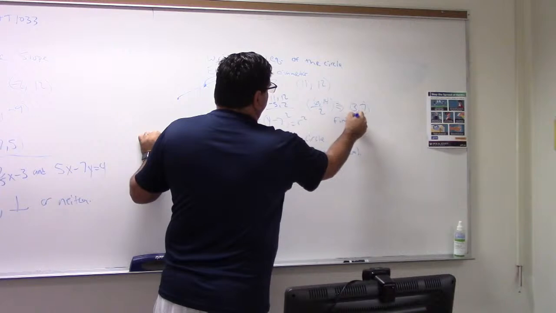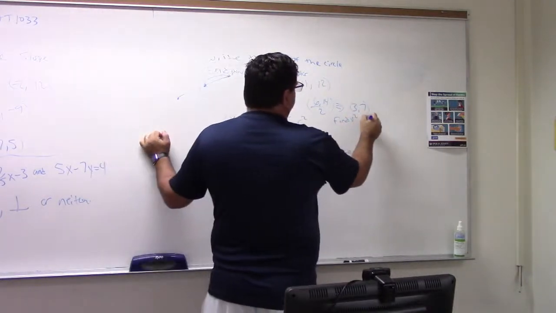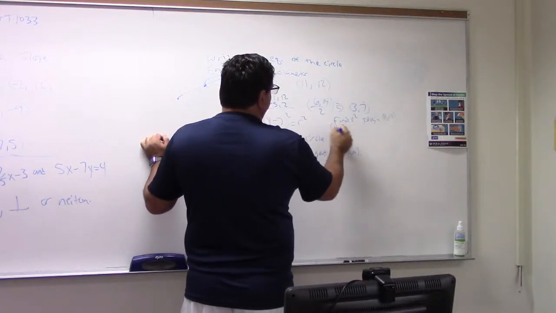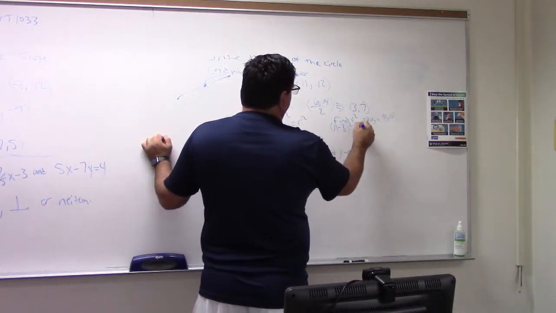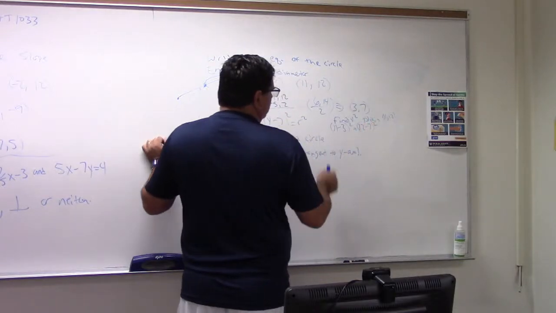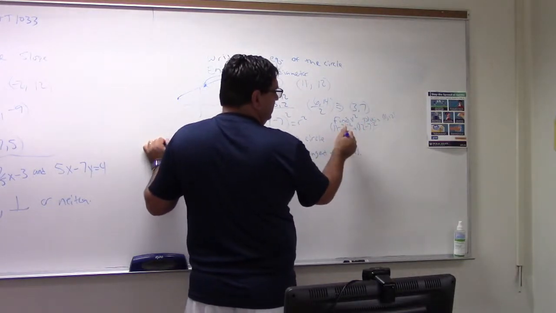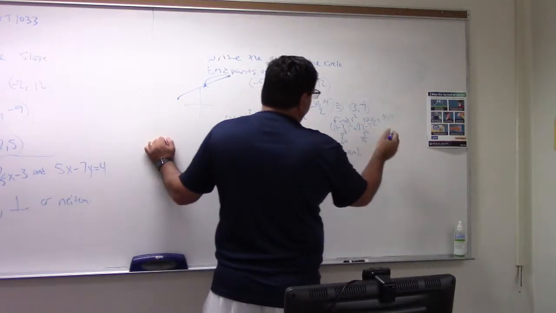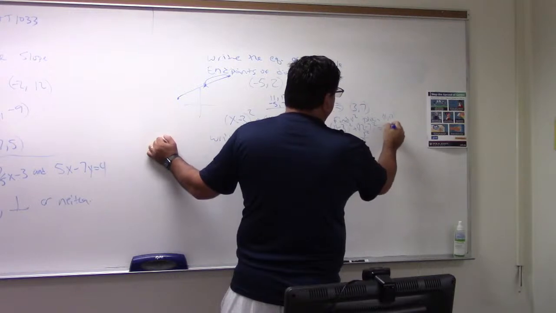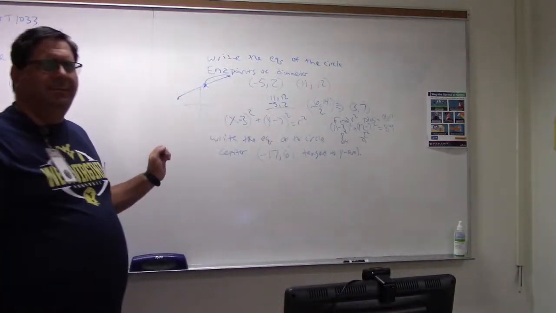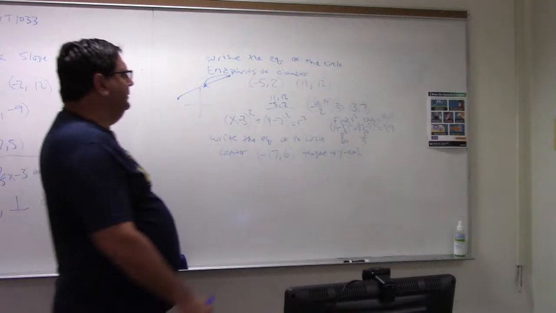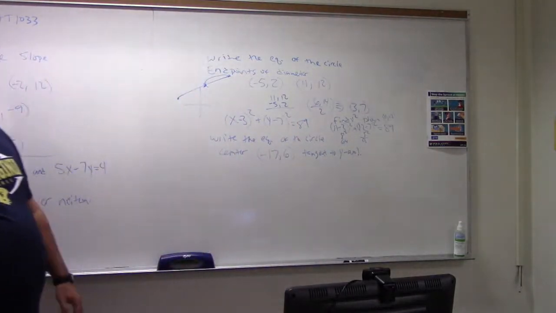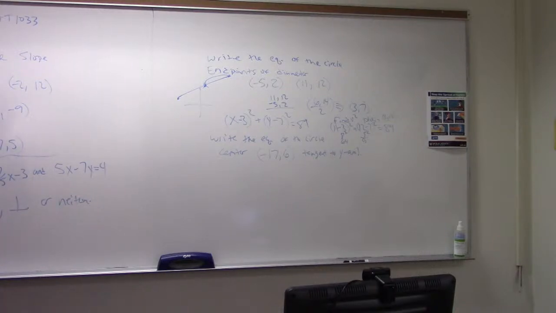how do I find r squared? Plug in 11, 12. 11 minus 3 squared plus 12 minus 7 squared. 11 minus 3 is 8 squared, 5 squared. This is 64, this is 25. I'm not a genius, but I think it's 89. You agree? So then r squared must be 89. Much preferred to finding the distance between the 2 points.